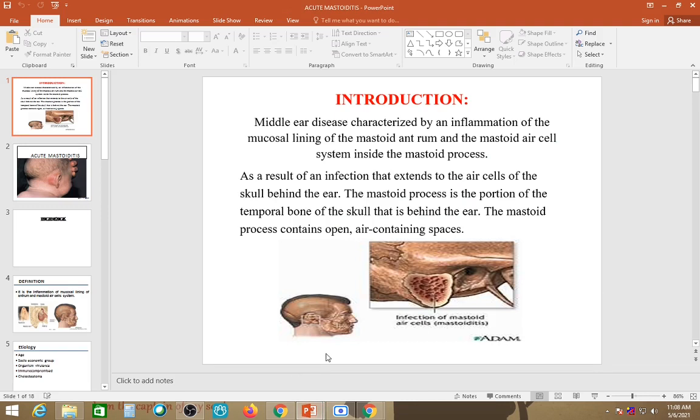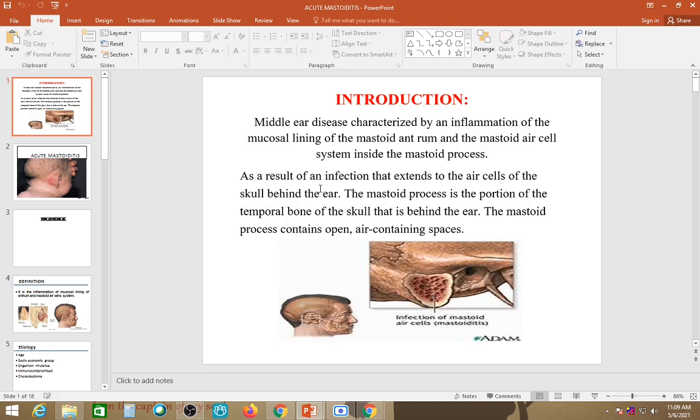Middle ear disease is characterized by an inflammation of the mucosal lining of the mastoid antrum and the mastoid air cell system inside the mastoid process. This is the mastoid process. Okay, you can see. And the mastoid process is in the mastoid bone. It's covered by our ear. And how it's infected, you can see from the structure.